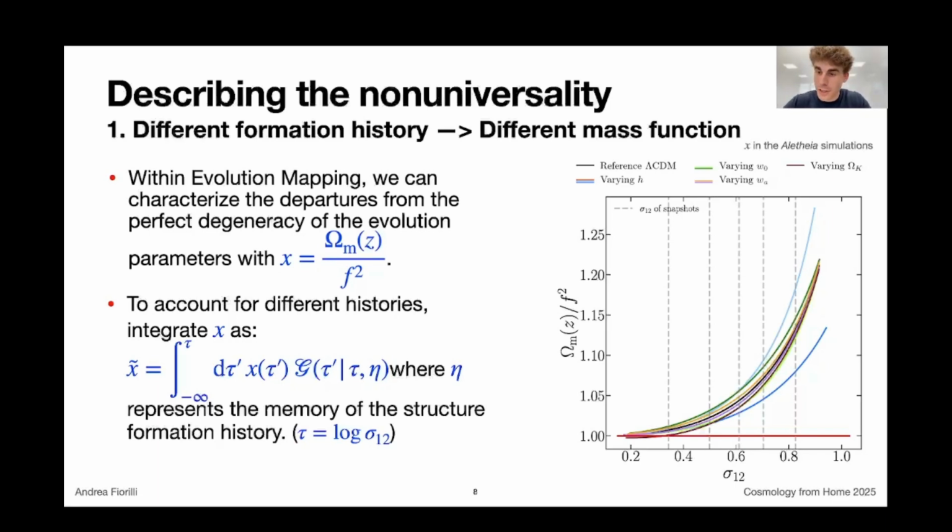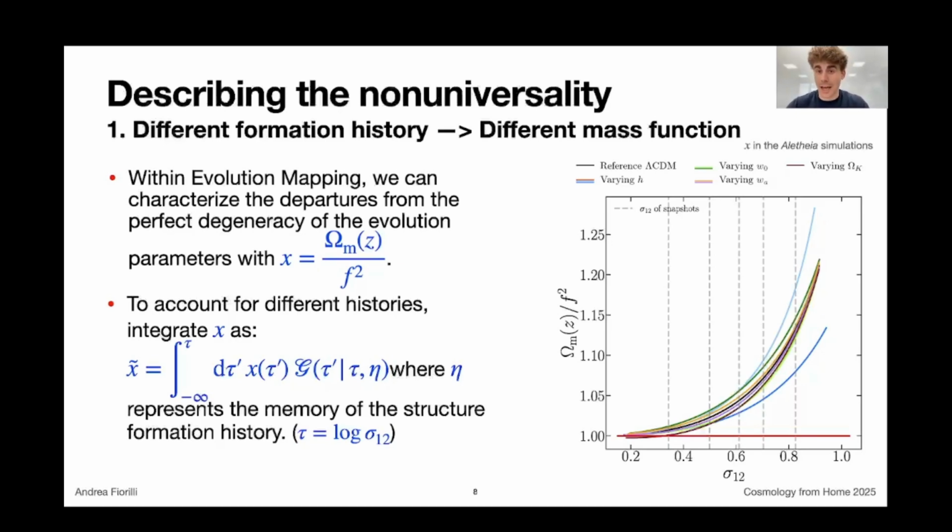Since we need to account for the histories of structure formation, we can integrate x, convolved with a Gaussian kernel, as you can see here in the equation, whose standard deviation, which we name eta here, effectively counts as a memory parameter. It parameterizes how much the halo mass function remembers of the history of structure formation in any given cosmology. This is one of the parameters that we will use to model the halo mass function, along, of course, with the peak height nu.